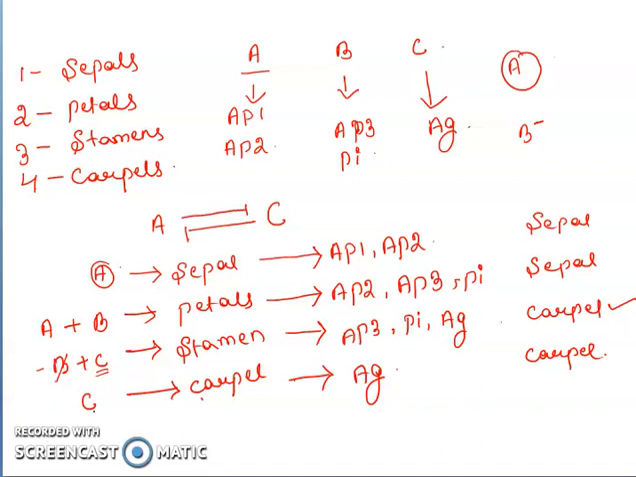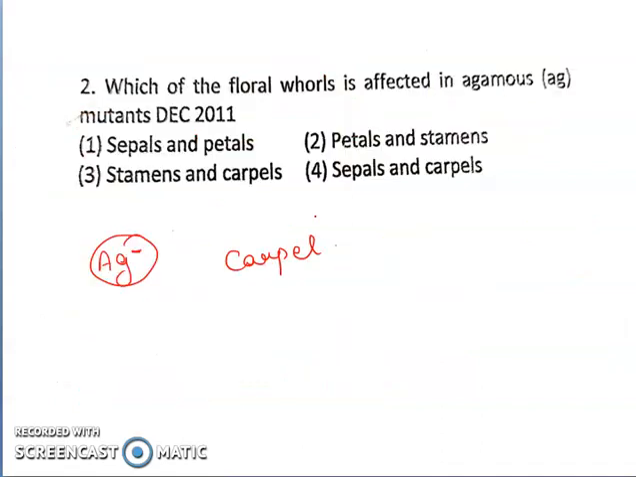Our question is asking which will be mutated. See, here in this case, if the agamous gene is mutated, the carpel is affected, and the stamen is also affected. Now let us have a look at the question. Here we have the first point, that is carpel, and the second one is stamen. So our third answer is the correct statement for this question, as we have mutation in case of carpel and stamen.